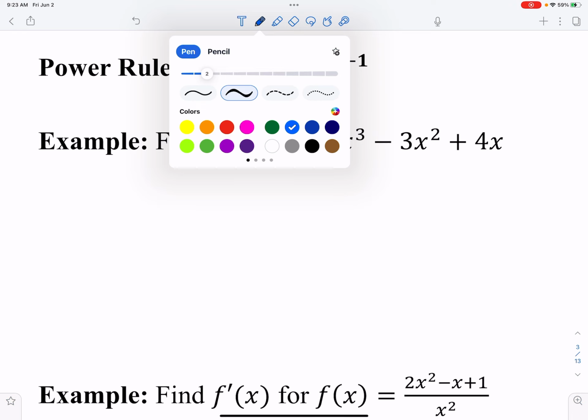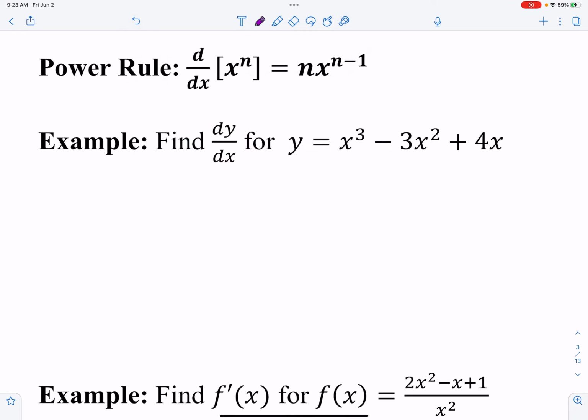So, to find dy over dx for y equals x cubed minus 3x squared plus 4x. This is a polynomial function. Each of the terms is just a variable raised to a power. So we are allowed to just apply power rule.